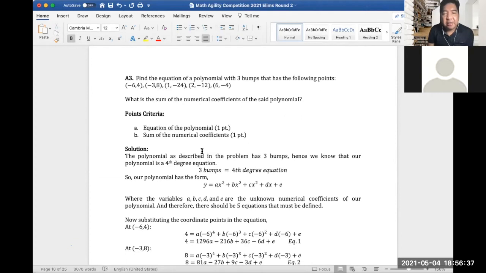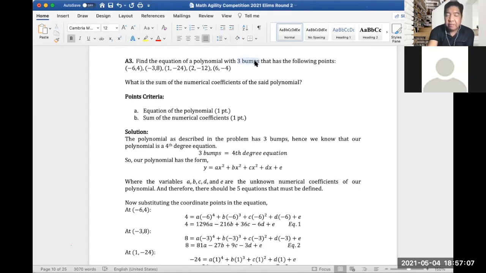This is easy as long as you know how to manipulate four equations with four unknowns. This is not a problem for you to solve. So find the equation of a polynomial with 3 bumps that has the following points. So negative 6, 4; negative 3, 8; 1, negative 24; 2, negative 12; and 6, negative 4. So we have already a clue that our polynomial would have 3 bumps, right? So meaning our equation would have 4 degree.